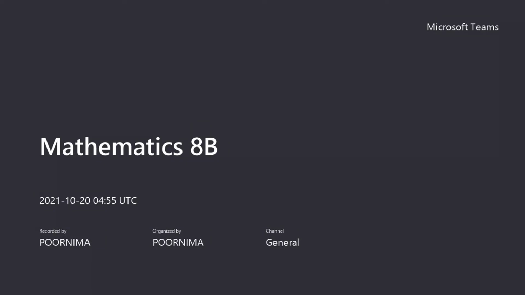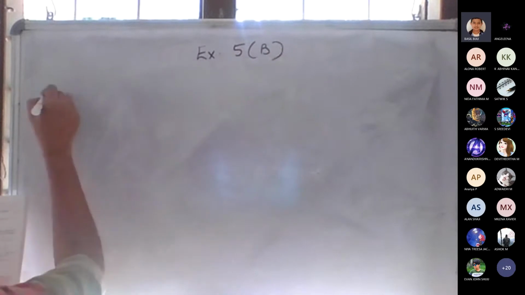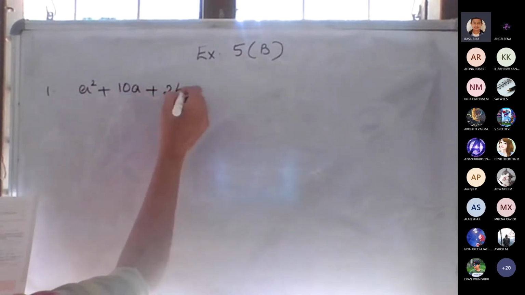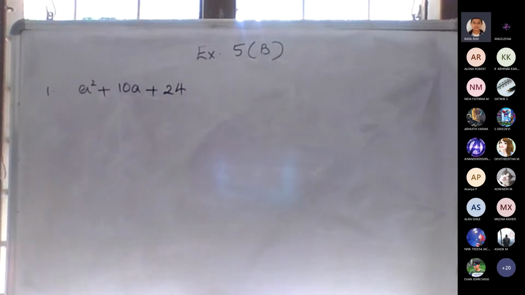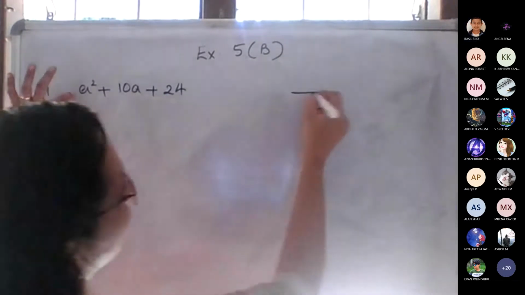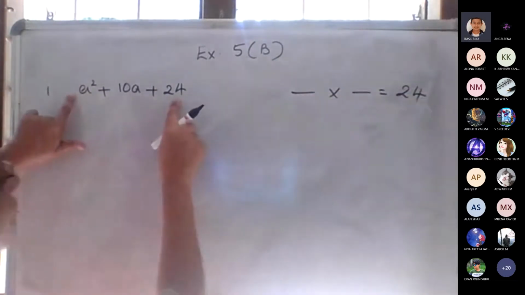Factorize a square plus 10a plus 24. So the coefficient of a square is 1, so we need to multiply only with the 1 itself. So dash into dash should be what? 24.